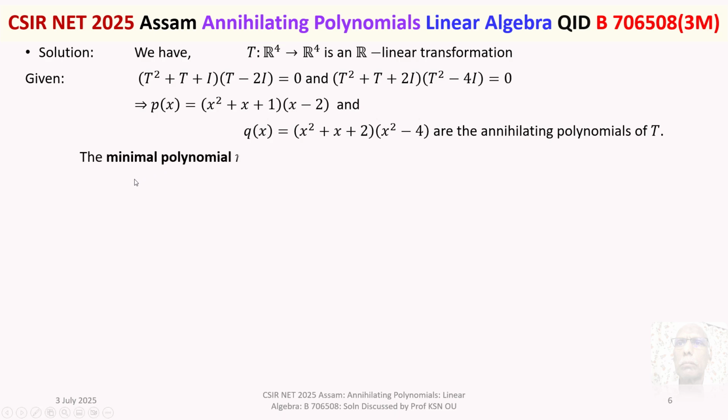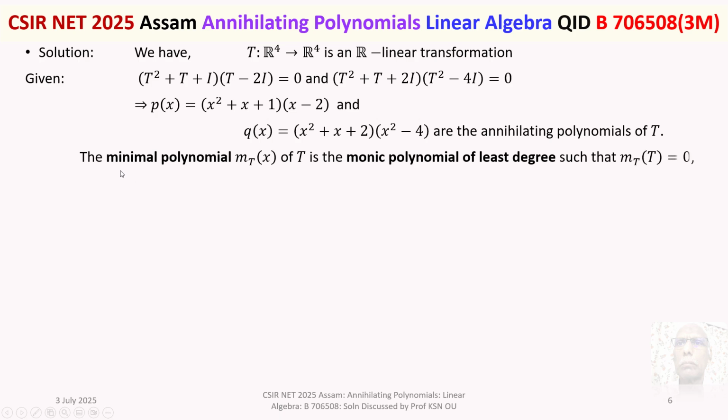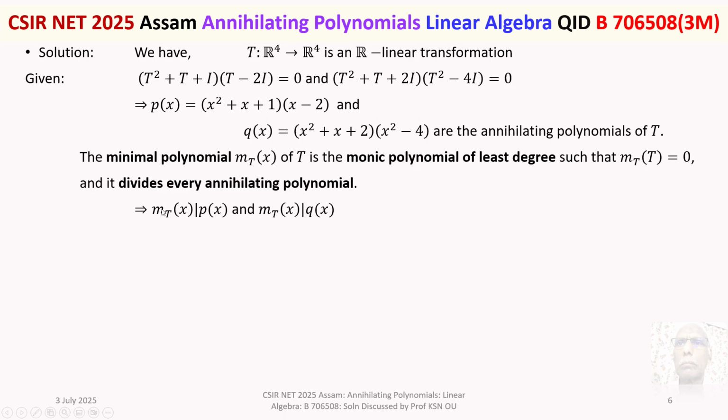Right. So then we remember the definition of the minimal polynomial. The minimal polynomial, denoted by m_T(x), is the monic polynomial of least degree such that m_T(T) is 0, and it divides every annihilating polynomial. Right. So this implies the minimal polynomial of T divides P(x), because P(x) is an annihilating polynomial. The minimal polynomial of T divides Q(x), because Q(x) is also an annihilating polynomial. So the minimal polynomial of T divides both P(x) and Q(x).